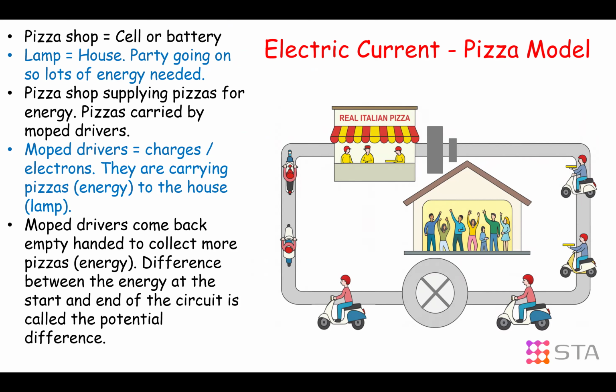This is a really nice model to explain how the current actually works. The current is the flow of charges. The charges are the mopeds. So the current is how many moped drivers are actually leaving the pizza shop with pizzas. The lamp is like a house with a party going on. The pizza shop is the battery. The moped drivers are the charges, or electrons, and the pizza is the energy being supplied to the lamp from the battery. So hopefully that was a really nice pizza model, which explains electric current.